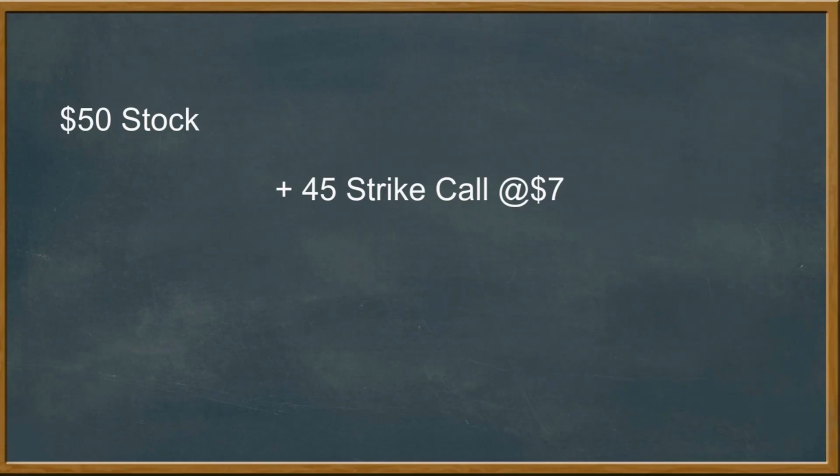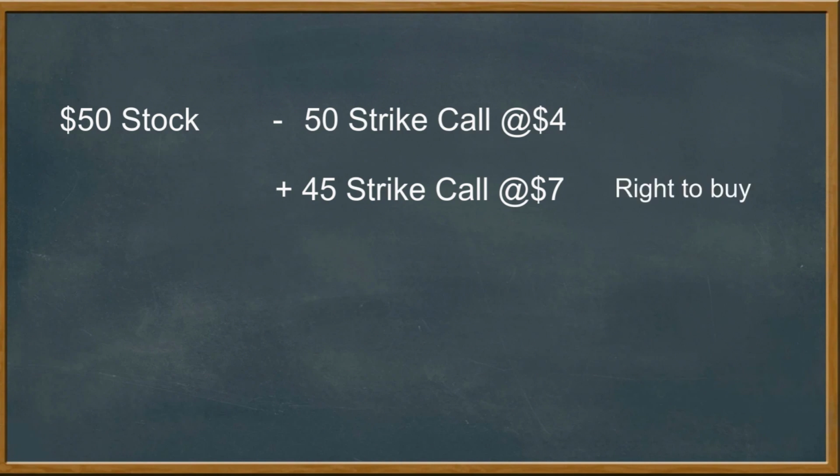Let's add another contract to our position. Instead of just buying a call, let's also sell a call. We'll sell a call with a strike price of $50 for $4 per share. Now we have two contracts open on the same stock. One gives us the right to buy the stock for $45 and the other obligates us to sell the stock for $50. Well, let's see what this means for our profit and loss potential.